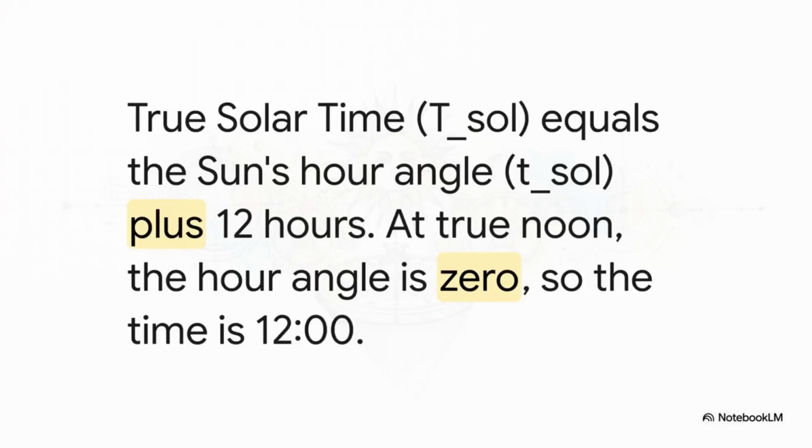This concept is formalized in a rather elegant equation. True solar time can be calculated from the sun's hour angle. That's its angular distance west of your local meridian. You see, at true noon, the sun is on the meridian, so its hour angle is 0. The formula then gives us exactly 12 hours. As the Earth turns and the sun appears to move westward, its hour angle increases, and this equation directly translates that celestial position into the time you'd read on a sundial.